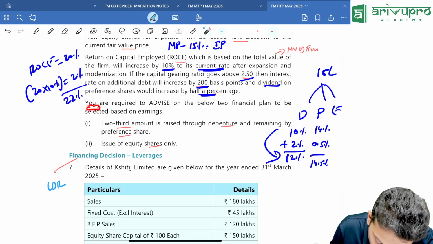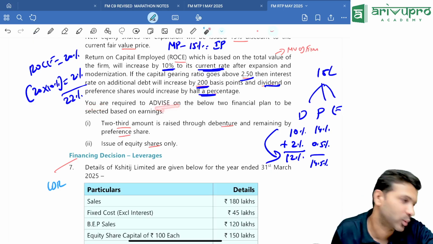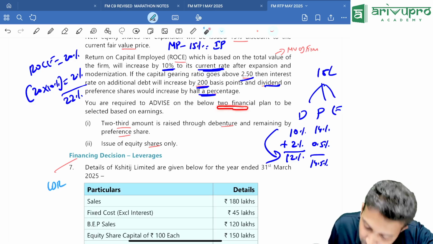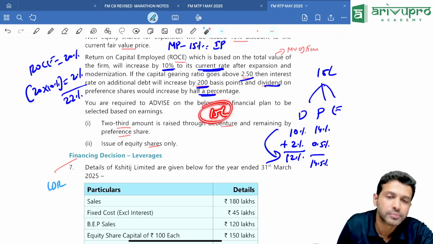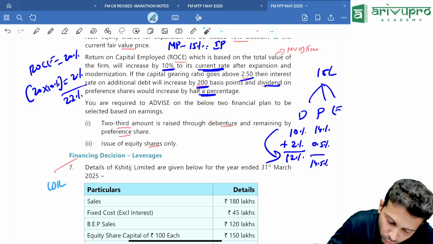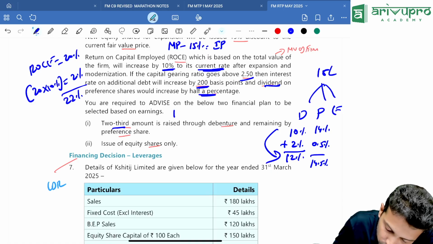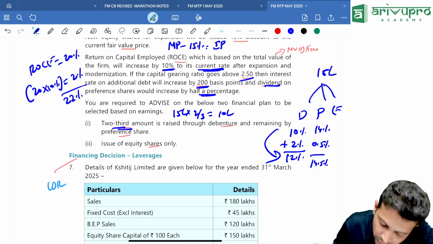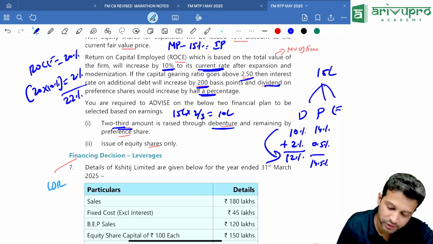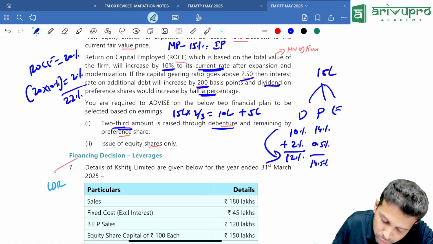Underline the key thing. You are required to advise. What are you required to advise? About the two financial plans. How much additional funds do we need? 15 lakh. 2/3 of that 15 lakh, what is 2/3 of 15 lakh? 10 lakh. 2/3 of that amount can be raised through debentures. That means the balance 5 lakh will come through preference shares.